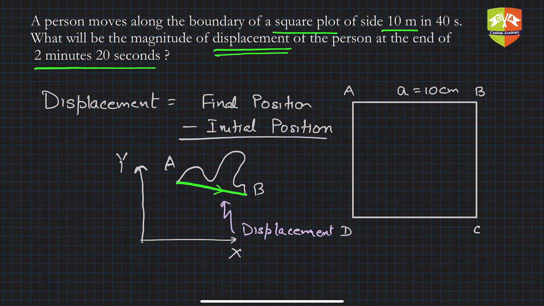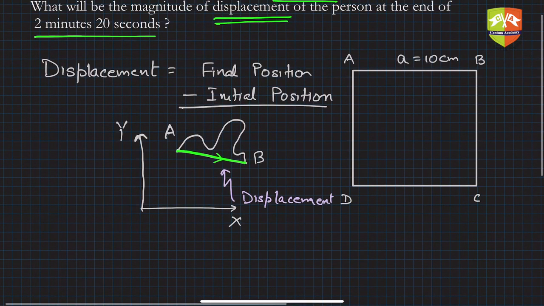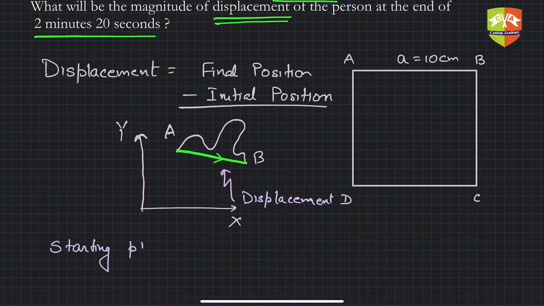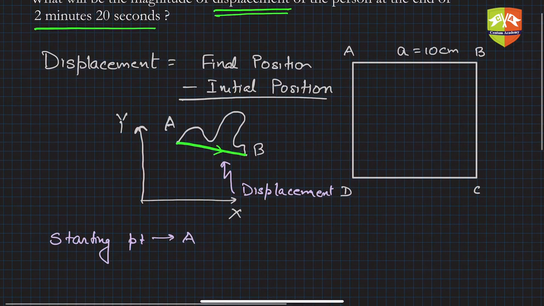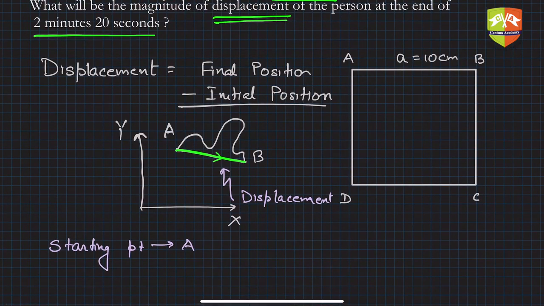So let's say he starts at A. He is covering the full perimeter in 40 seconds. So his speed, in this case speed and not velocity, because the direction is changing, so velocity is changing, but speed is constant.